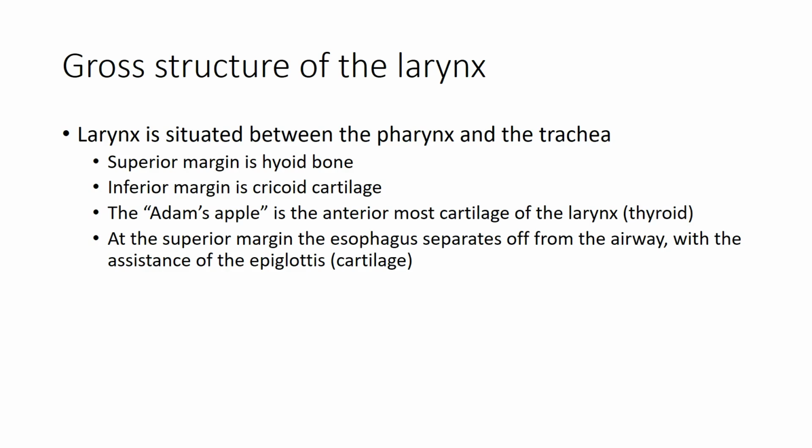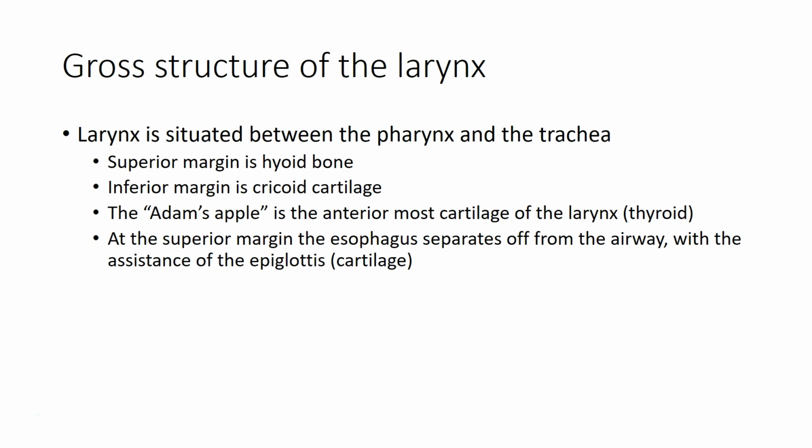Overall, the larynx is situated in your neck, in between the pharynx at the back part of the oral cavity and the trachea that we talked about in respiration. The superior margin of the larynx is the hyoid bone, and the inferior margin of the larynx is the cricoid cartilage. On most people, there is a little bit of a lump on the neck, sometimes called the Adam's apple. That is the anterior-most cartilage of the larynx, the thyroid cartilage.